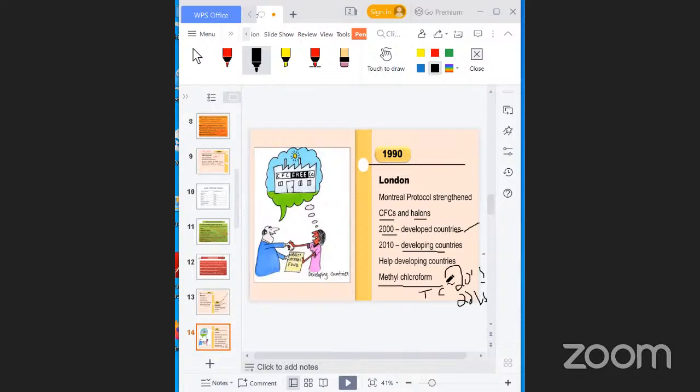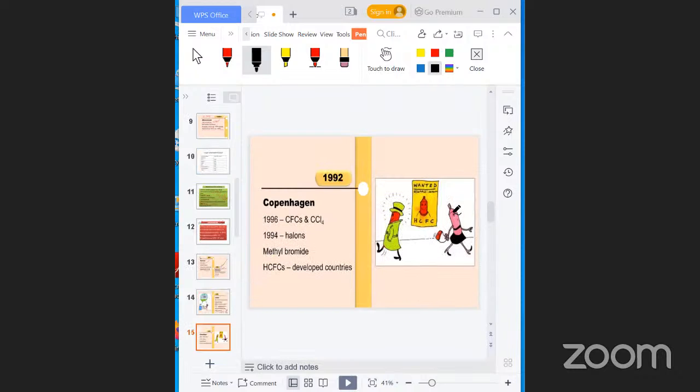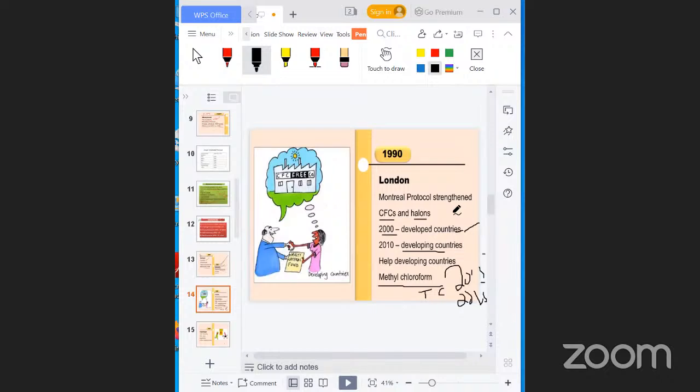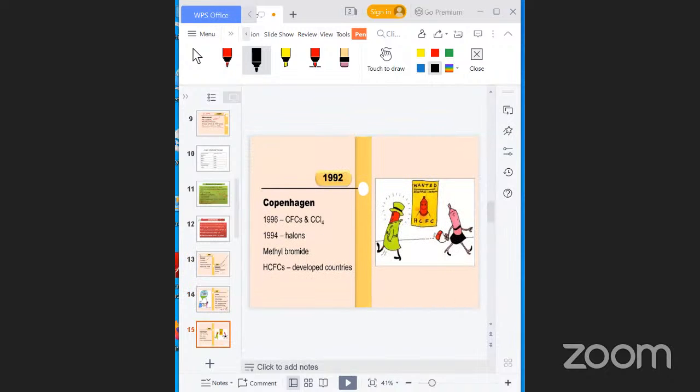And 2015 for developing countries. Developed countries also agreed to help developing countries through transfer of expertise, technology, and with money. So this is the second meeting, the London Amendment in the year of 1990, and the first one is 1989. And next we are going to the Copenhagen Amendment.